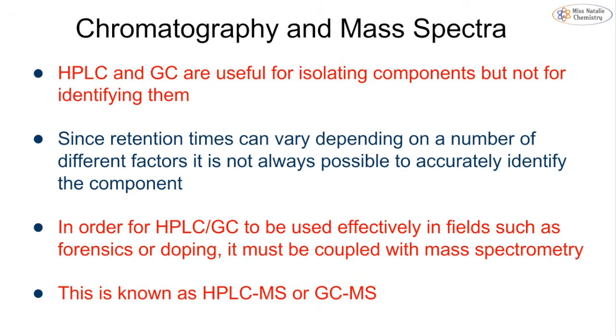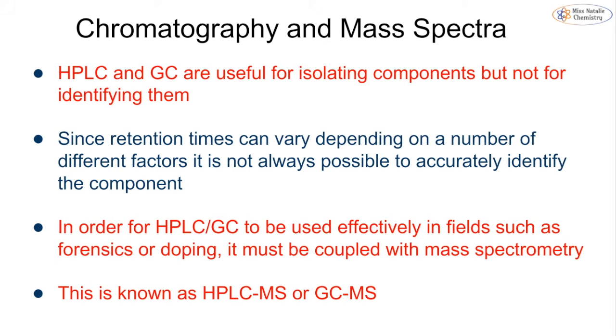Now, HPLC and GC are very useful for isolating components in a compound or in a mixture of compounds. The problem is they are not very good for identifying them. Retention factors can vary on a number of different factors, such as the temperature, the pressure, or even the solvent that could be used as your mobile phase. So it's not always accurately possible to identify the component.